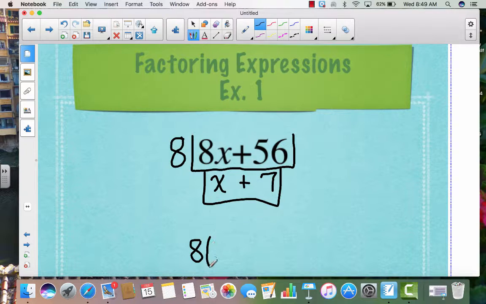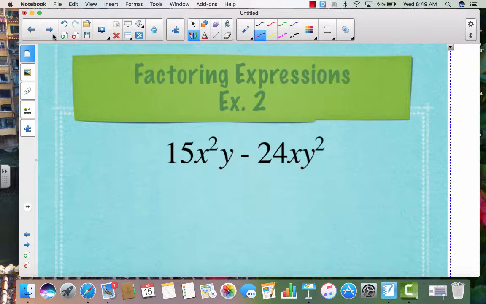And then the expression left over after we divide out the 8, which happens to also be your smallest layer of cake, goes inside the parenthesis. So my factored expression is 8 times the quantity x plus 7. And I could easily check this. If I distribute, I will get my original equation back.